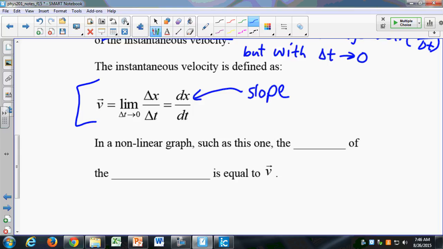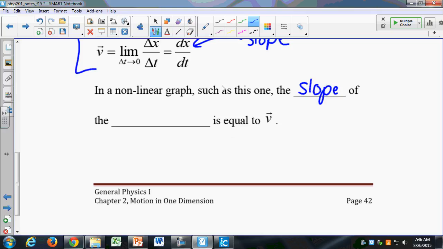In a nonlinear graph, such as the one below that I'll show you, the slope of the tangent line, remember slope is just a run-of-the-mill word for derivative, the slope of the tangent line is equal to v, the instantaneous velocity. May I go down?